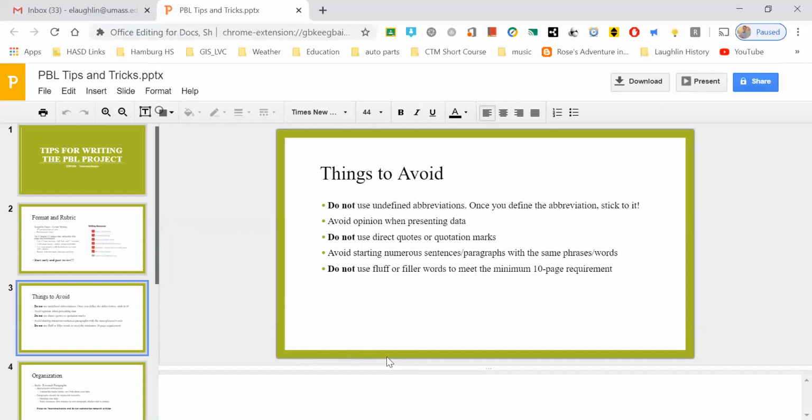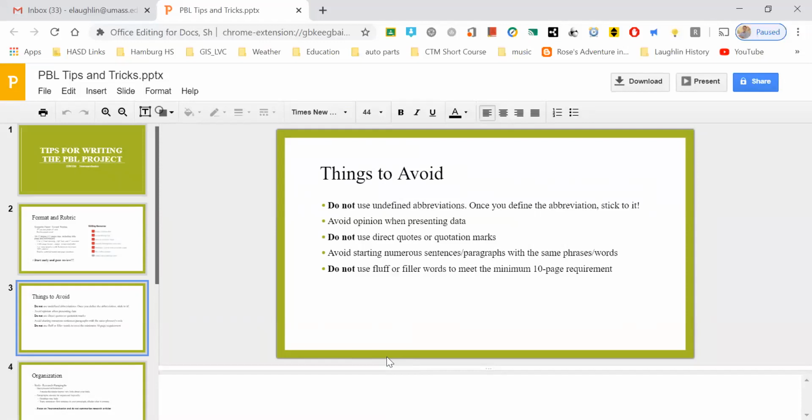I also want to mention a few things to avoid, just because these were mistakes that people have done in the past. So do not use undefined abbreviations. When you introduce an abbreviation, first start with typing out the entire word, put the abbreviation in parentheses directly after, and then from that point forward, always use the abbreviation. Don't type out the full word again.